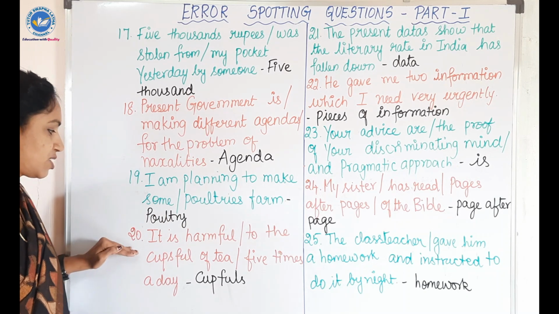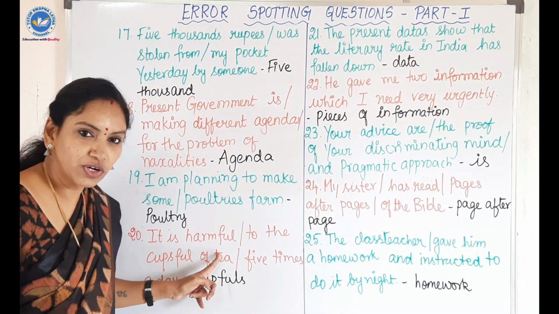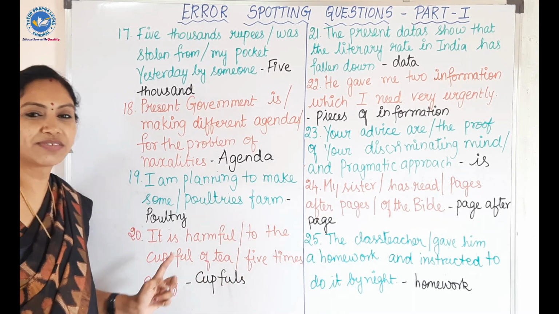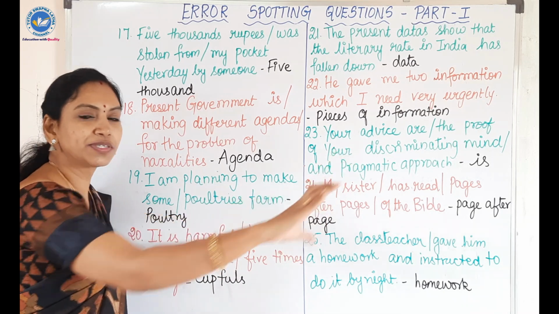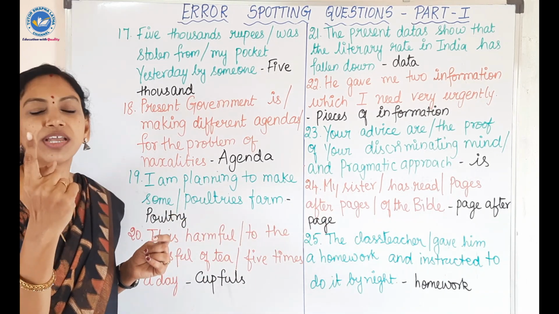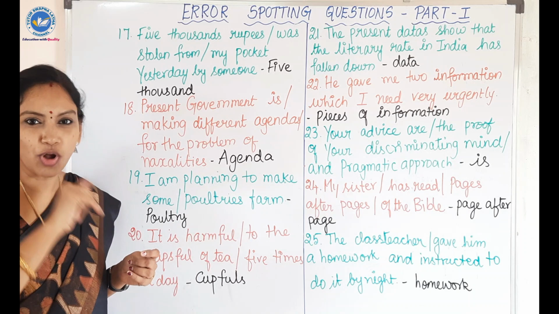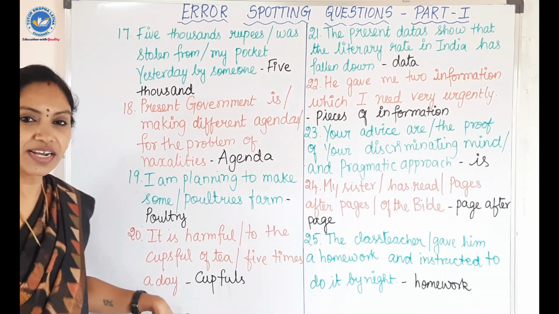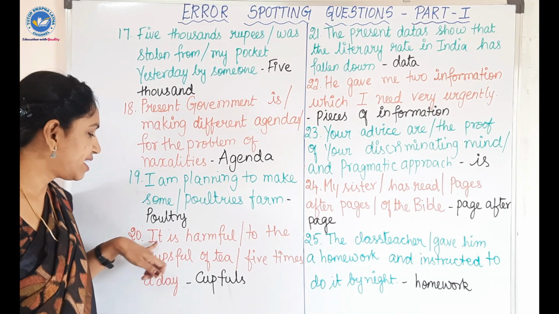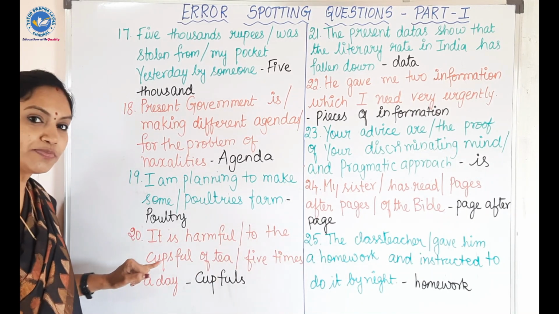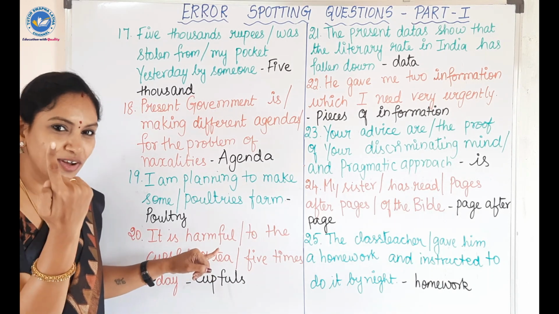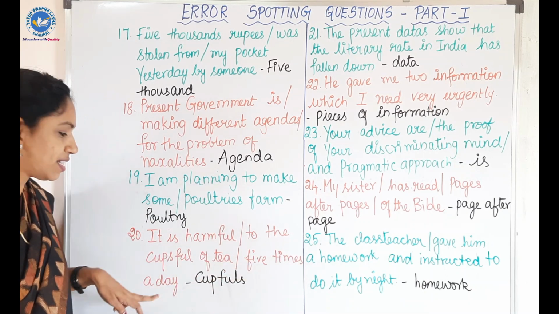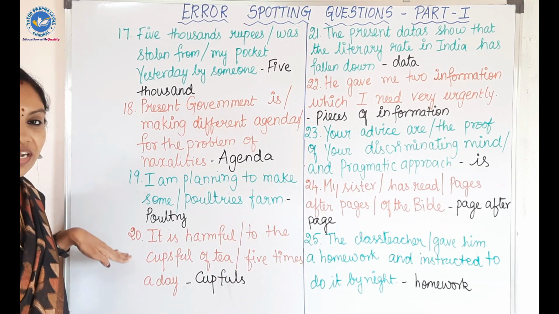Okay friends, next, 20. It is harmful to the cups full of tea. Cups full. Cups. How many cups full? Tea is singular. One tea only is there. How many cups will you have? That's wrong. Cupfuls of tea 5 times a day can come. It is harmful to the cups full is wrong. Tea is singular, one tea only, no? So you have to write it as cupfuls of tea 5 times a day. Okay friends, this is the 20th question.